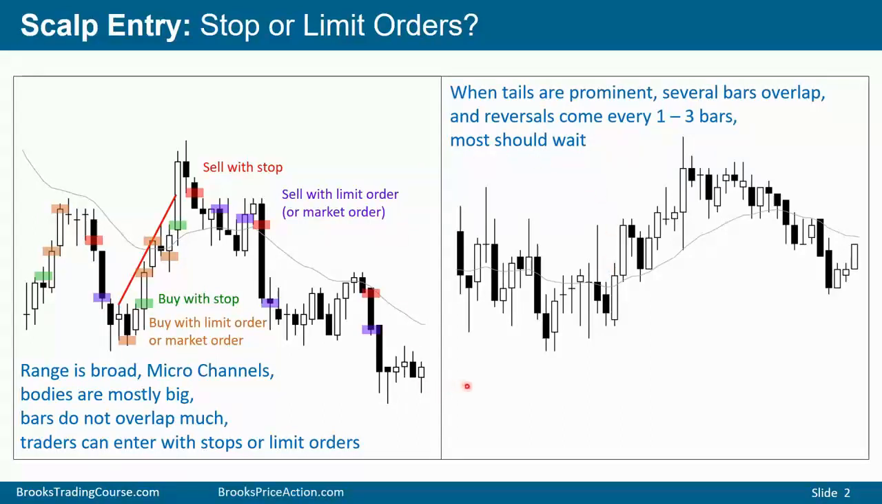On the chart on the right, look how prominent the tails are. That means the market tried to trend, it reversed. It tried to trend down, it reversed up. Tried to trend up, it reversed down. Very tight trading range. Reversals coming every 1 to 3 bars. Most traders should not trade when they see the market looking like this. It's too easy to lose money.